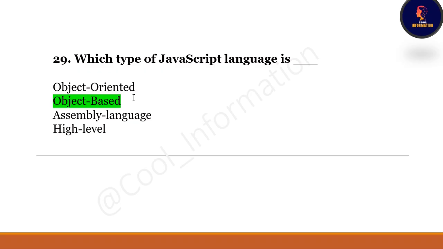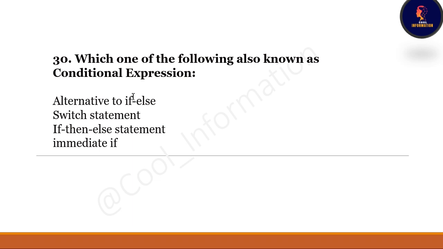So we will say JavaScript is an object based language. Very fundamental question. Moving to the next question, which one of the following is also known as conditional expression? Option A, alternative to if else. Option B, switch statement. Option C, if then else statement. And last option is immediate if. So the correct option is option number D, immediate if.